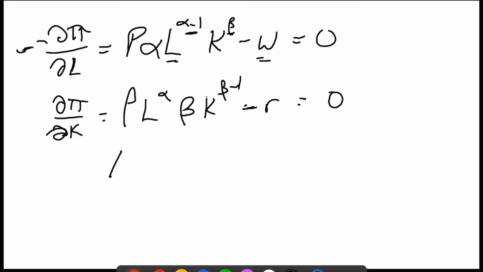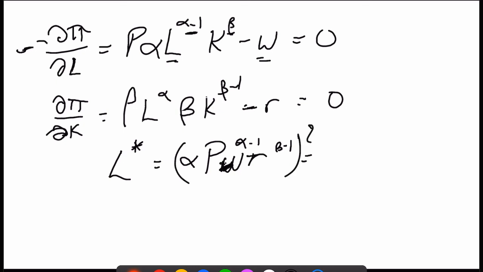So I can, for example, figure out that there's some optimal amount of labor, and that optimal amount of labor turns out to be this: W to the alpha minus 1 times R to the beta minus 1, and that's squared, more or less. I might have messed that up, but you don't have to worry about it. Let's go with the flow.